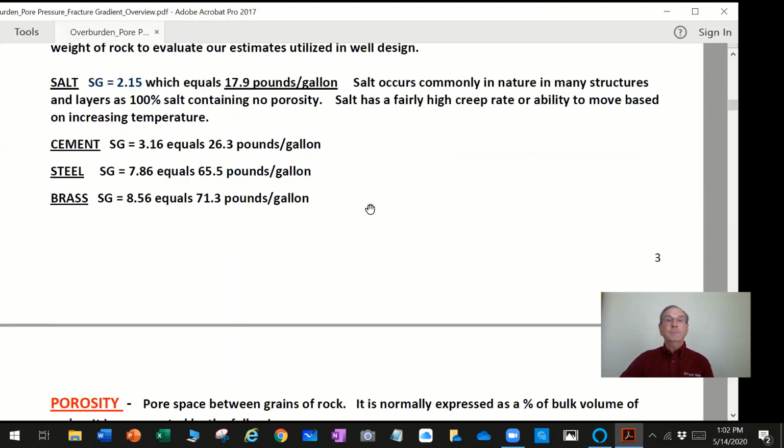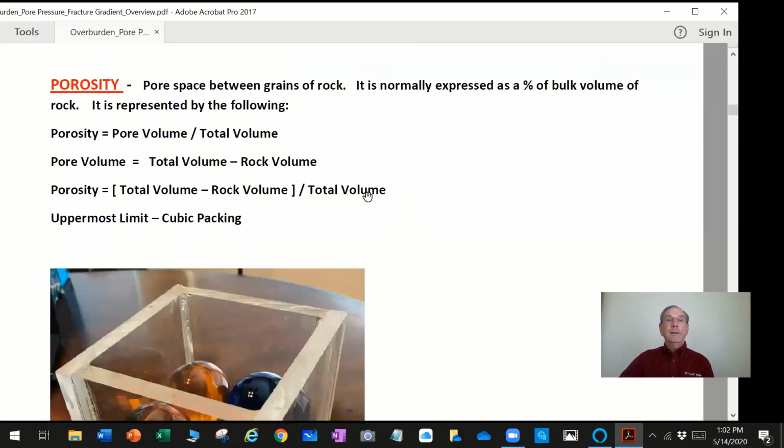We're going to calculate the porosity for this example in just a few minutes. But this concept of porosity is very important because this is where our oil or gas is stored that we're looking for when we drill an oil and gas well. Now, porosity is the pore space between the grains of rock in a formation. It's normally expressed as a percent of the bulk volume of rock, and it can be represented by the following.